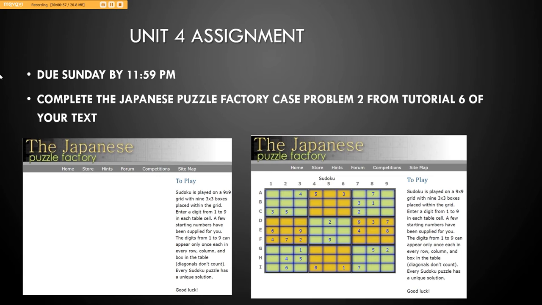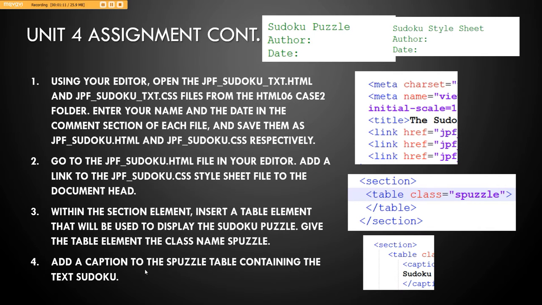You're to complete the Japanese puzzle factory case, problem 2 from Tutorial 6 of your text. So this is how it looks to start with on the left, and this is how it will look after you get done. Using your text editor, you're going to open the JP Sudoku text, HTML, and the CSS files. You're going to put your name in each, and then save them as HTML and CSS, leaving off the TXT.